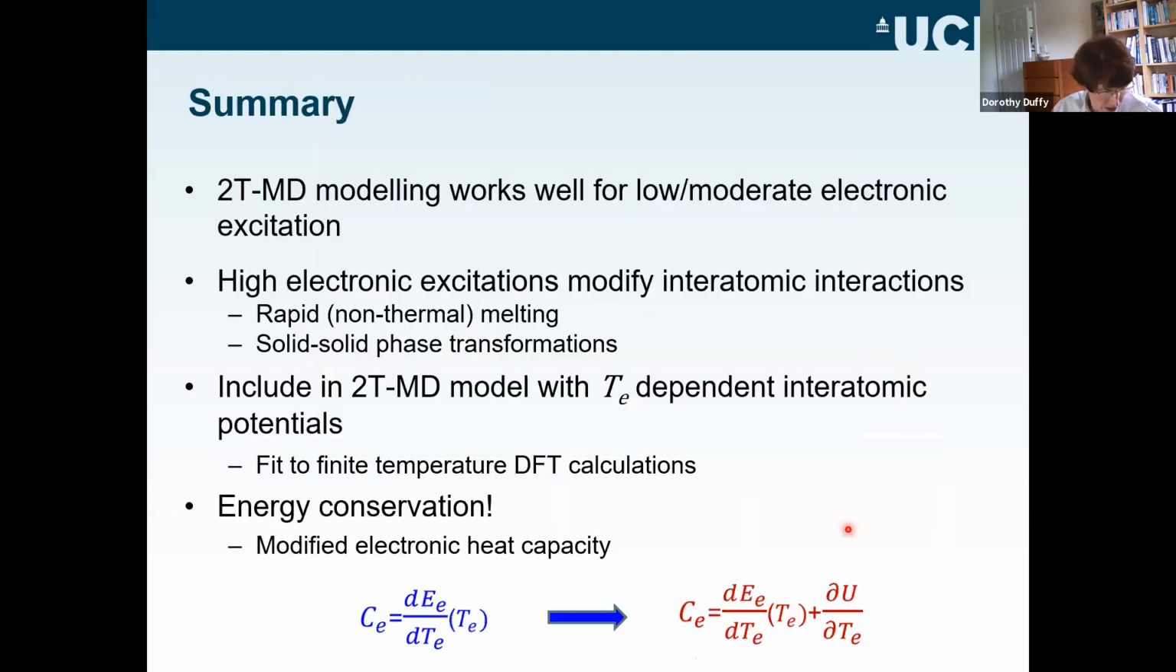So just to summarize, I've gone on a little bit too long, our two-temperature modeling works very well for low to moderate electronic excitations, but for high electronic excitations, we have to modify the interatomic interactions, and this will give us very rapid or non-thermal melting. And also in the case of tungsten, we get these solid phase transformations. But we can include these potentials into our two-temperature MD, and then we can do very large-scale simulations. But we have to be aware of energy conservation.